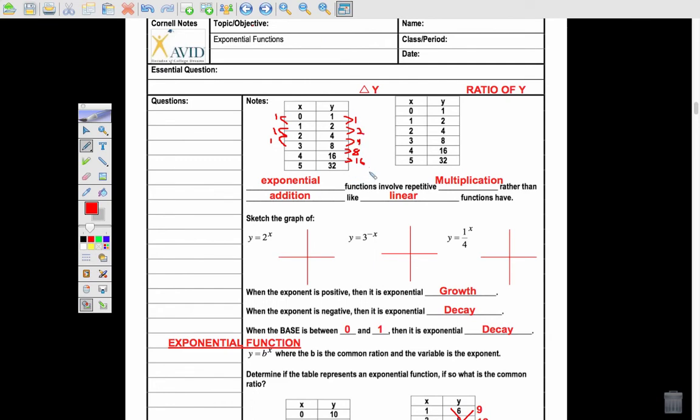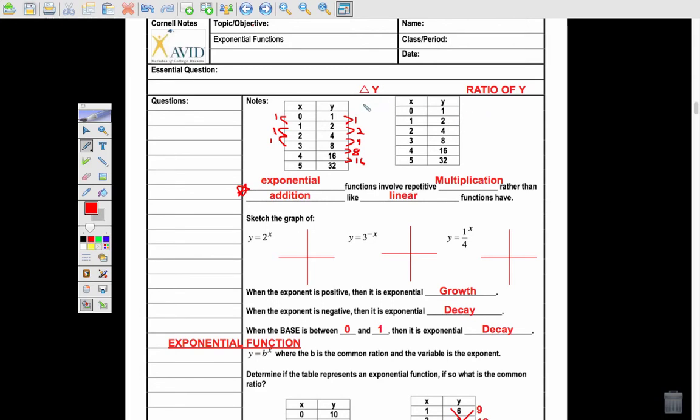That's basically what these first blanks are talking about. Exponential functions involve repetitive multiplication because you keep multiplying. In this case, we're multiplying by 2 every time, rather than addition like in linear. Because when we have a linear, we add. We would be adding 2, so this would be like 1 to 3 to 5 to 6. But it's not. It's being multiplied. That is an exponential function.